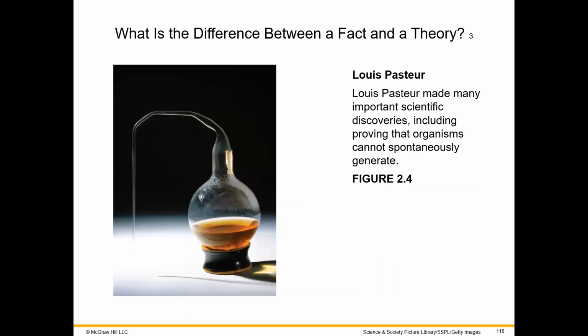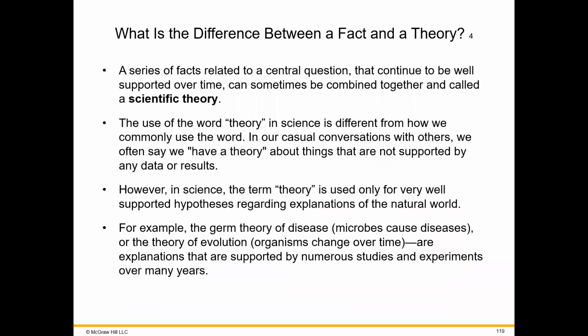And we start theory by talking about Louis Pasteur. He made many important scientific discoveries, including proving that organisms cannot spontaneously generate. That is really, really important. And so, a series of facts related to a central question that continue to be well supported over time can be combined together and called a scientific theory.